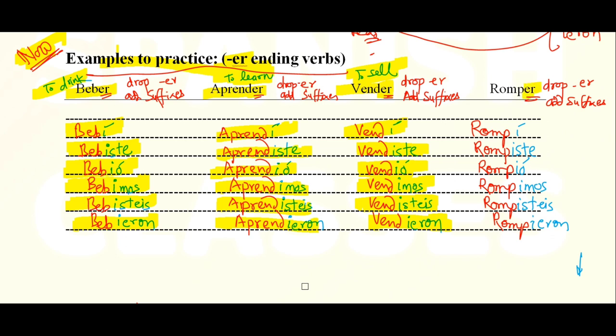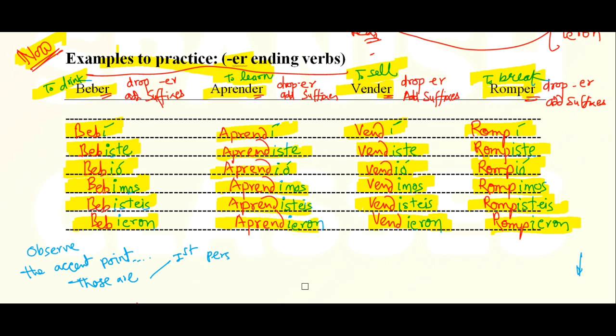Next verb is romper, ER ending verb. It means to break. And the conjugation will be rompí, rompiste, rompió, rompimos, rompisteis, rompieron. These are six conjugations. But here we have to observe one point, that the first person in the conjugation, observe it, first person and third person, they have an accent. Accent point is important.